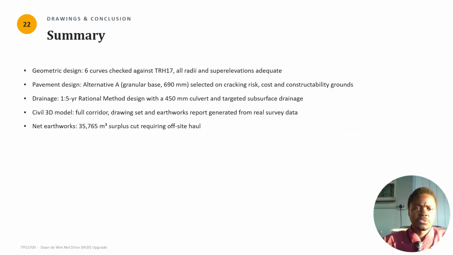The summary of my report is simple. I used a 6 curve, which is checked against TRH17, and the alternative I chose has a thickness of 690. The reason is that I want to avoid cracking, and also on constructability grounds, to see how the material can be sourced and easily supplied on site so the job gets done. For the drainage design, I used a 450 mm culvert, and Civil 3D was used for modeling the corridor. The drawing set and the earthwork report were generated from the survey data, so the earthwork required to be taken off was found to be this.